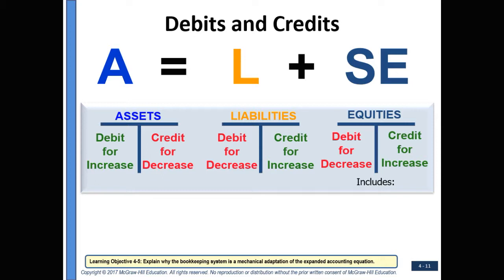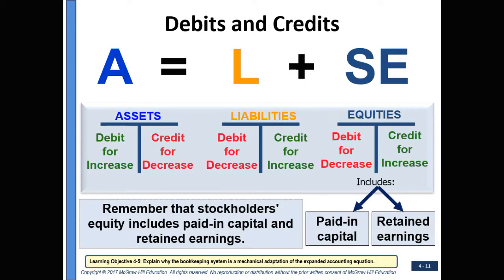Stockholders' equity is the particular little glitch for many students. Keep in mind that there are two components to stockholders' equity. There's the paid-in capital and then the retained earnings. Retained earnings is the amount of earnings to date less dividends paid.